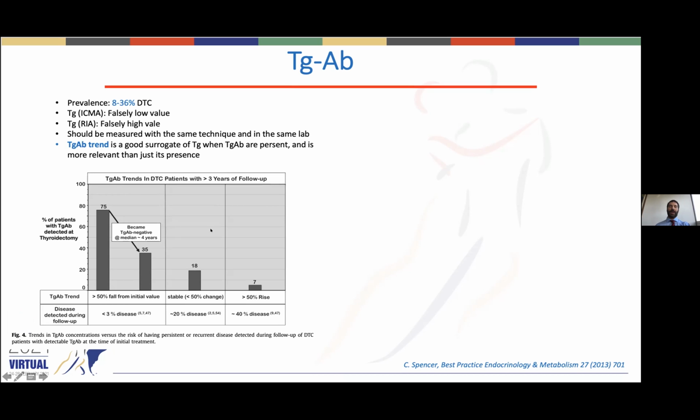This is also a very elegant paper by Karen Spencer, where she showed the importance of the trends. When patients have thyroglobulin antibodies, more than 75% of the patients will have a decrease of more than 50% of the initial value. And in these cases, the likelihood of having persistent disease is less than 3%. 35% of these patients will become negative at a median time of 4 years. A stable trend of thyroglobulin antibodies will be found in 18% of the patients, and the likelihood of recurrence in these patients is around 20%. Only 7% of the patients will have an increase in the thyroglobulin antibody levels, and in their case, the likelihood of having recurrent or persistent disease is around 40%.